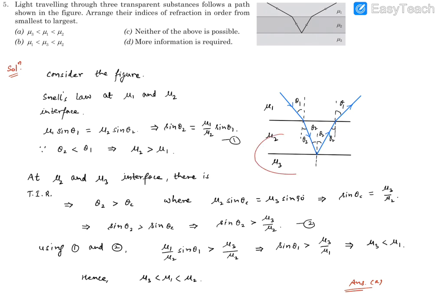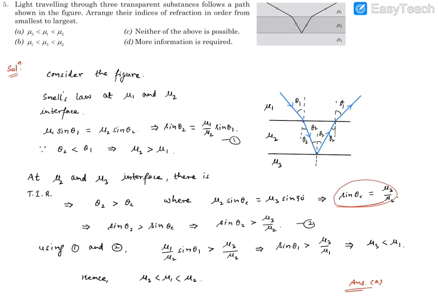Now let's consider this boundary between mu2 and mu3. Here it is clearly shown that the light ray is reflected back only, right? Not getting refracted into the medium mu3. That means mu3 has to be rarer, right? Moreover, this angle theta2 must be more than the critical angle, because TIR is taking place. So at this interface, there is going to be total internal reflection. So we can say theta2 must be greater than the critical angle of this boundary, where the critical angle can be calculated like this: mu2 sin theta critical must be equal to mu3 sin 90, because the light goes along the boundary when we say the critical angle is incident.